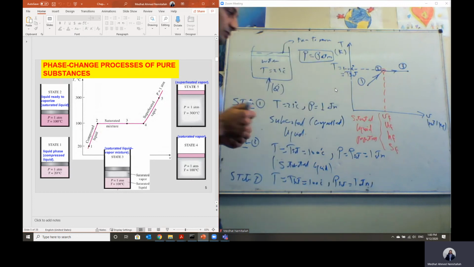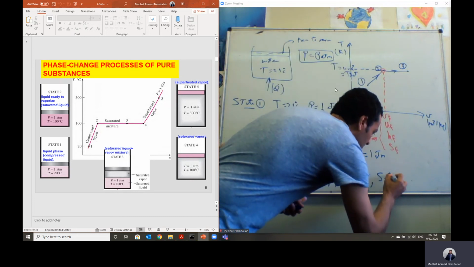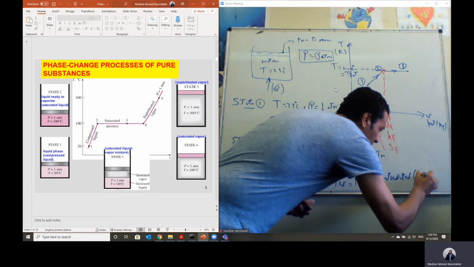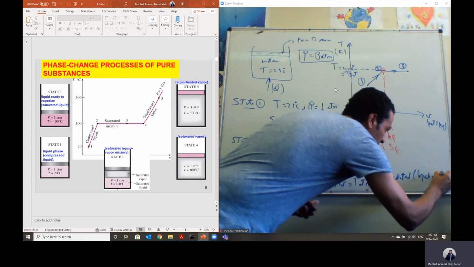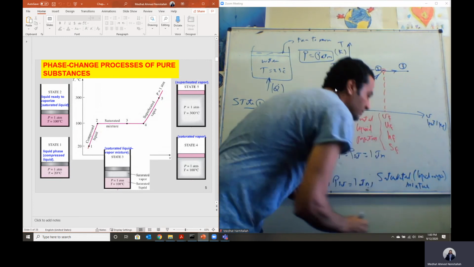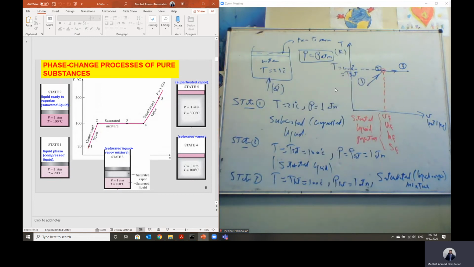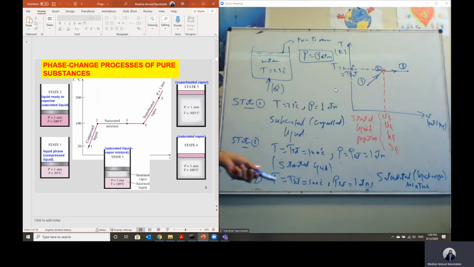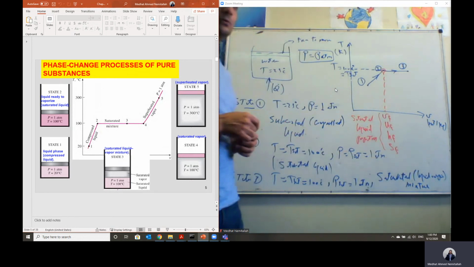And in this case, the state of the substance, we call it a saturated mixture of liquid plus vapor. So we have a saturated liquid plus vapor mixture. Okay, so at state number 3, we have a mixture of liquid plus vapor, and the state is called saturated liquid plus vapor mixture.